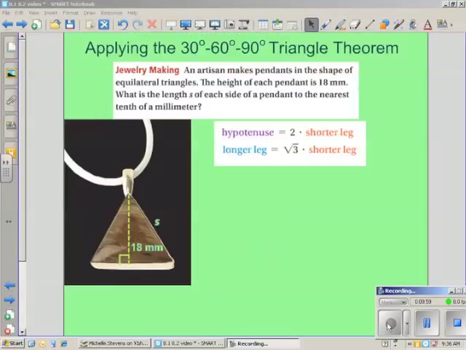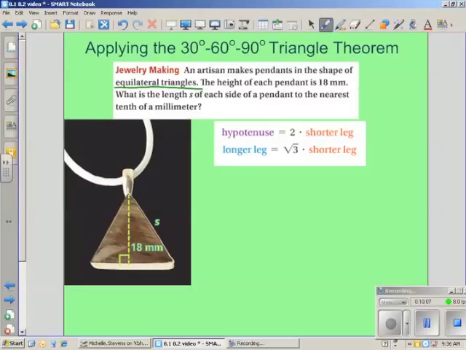Next example. An artisan makes pendants in the shape of equilateral triangles. So let's remember this is an equilateral triangle. The height of each pendant is 18 millimeters. What's the length of each side of a pendant to the nearest tenth of a millimeter? So 18 is given, and we can see 18 here is the longer leg. So we're not going to use the first equation. We're going to use the second one, the one with the longer leg.